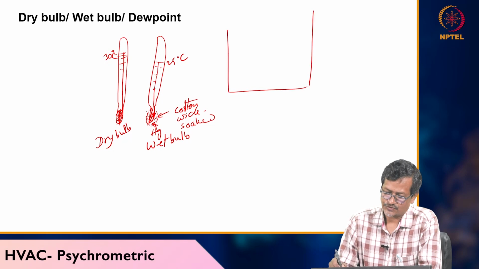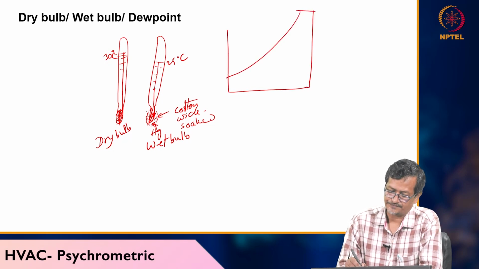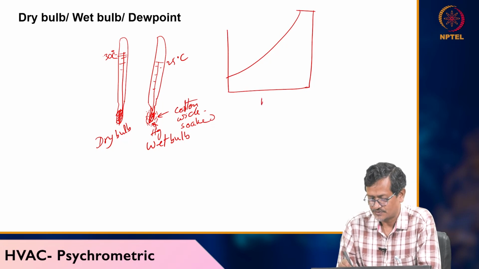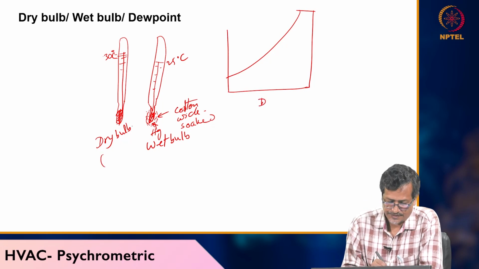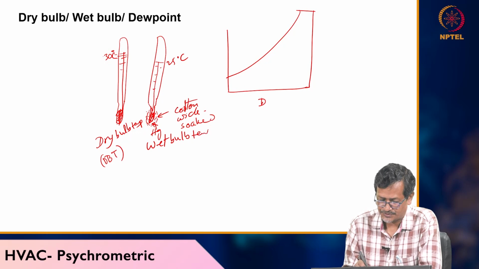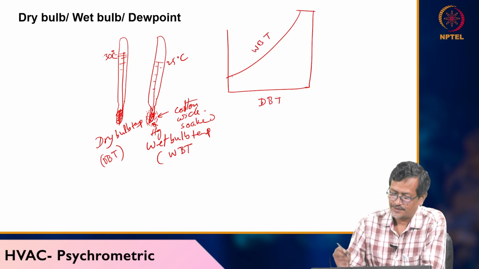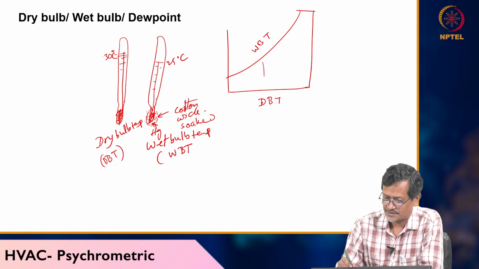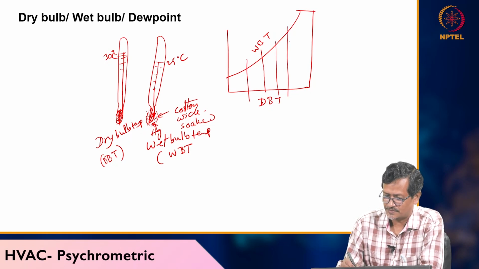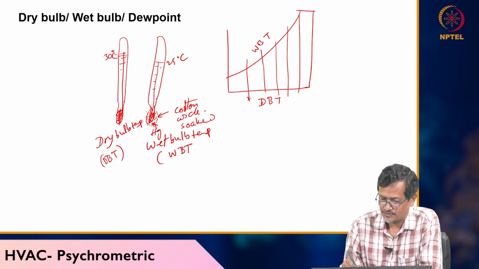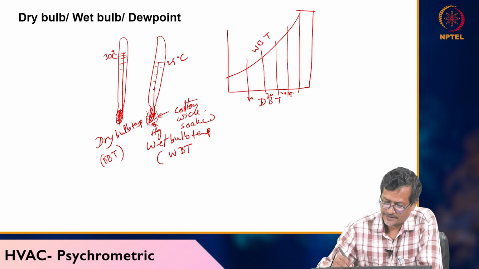To find this, you have to use the psychrometric chart, because the chart will have dry bulb temperature, DBT, and wet bulb temperature, WBT. So DBT here and WBT here. Say the dry bulb temperature is 30 degrees, then the 30 degree line will be vertical in your psychrometric chart. Normally these vertical lines are dry bulb temperature, maybe 20, 30, 40, 50. And wet bulb temperature lines will be slanted lines.